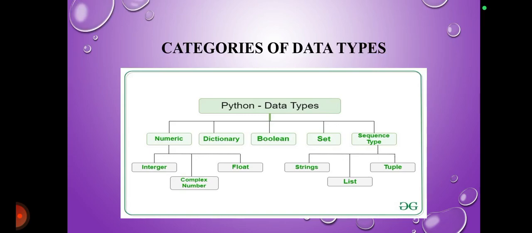This diagram gives us a visual overview of all the built-in data types in Python. As you can see, data types are grouped into different categories. First, numeric types like integer, float, complex numbers. Second, dictionaries. Third, booleans. Fourth, sets. And fifth, sequence types like string, list, and tuples. Let's go through each of these categories one by one with examples.